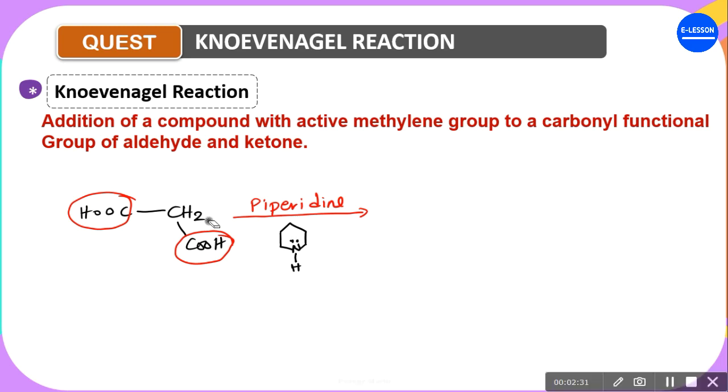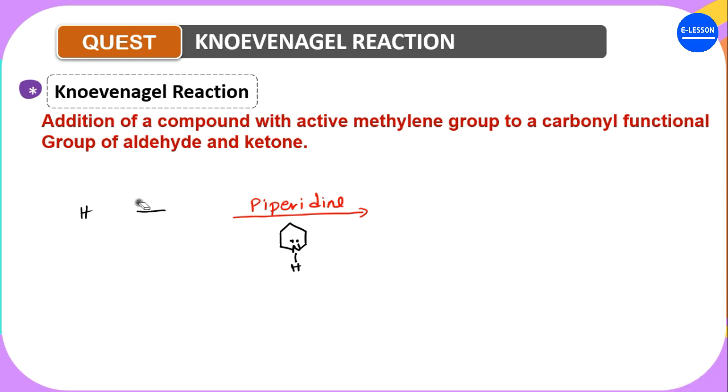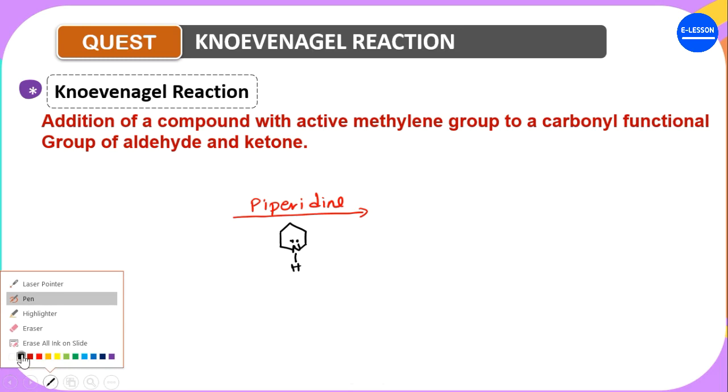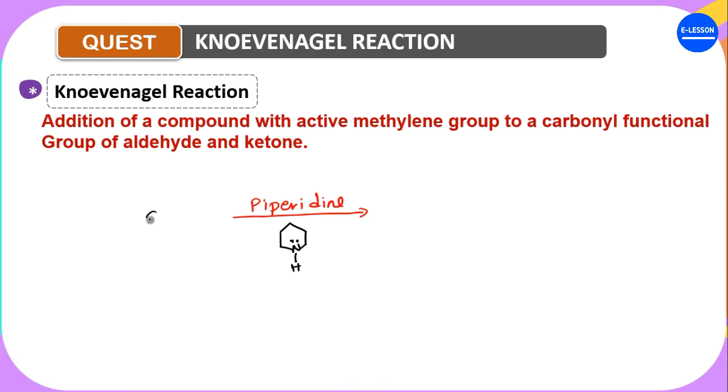So, if it abstracts a proton from hydrogen, normally, let me write this in a way that the orientation will be suitable. So, something like this. We have CH2, and there you have COOH, and there you have COOH. This compound is active methylene group. Are you getting it now? Remove this and then put hydrogen here. You know why I did it like this? So that the lone pair of the amine can easily attack this and withdraw hydrogen from here.